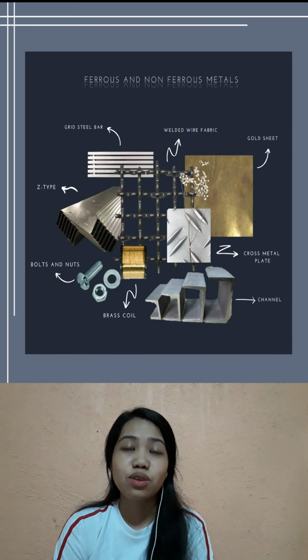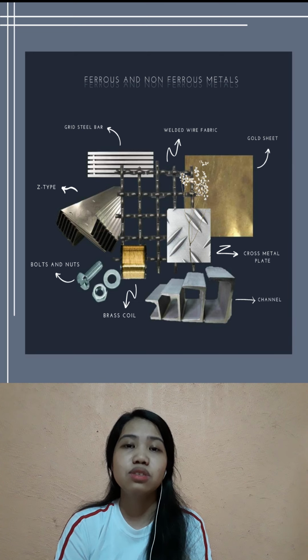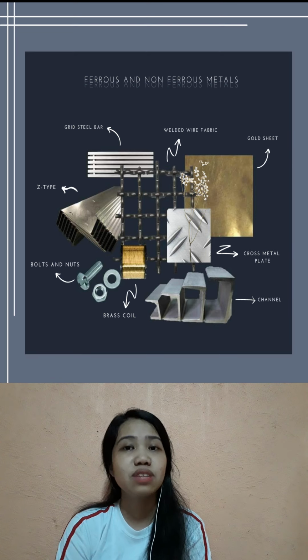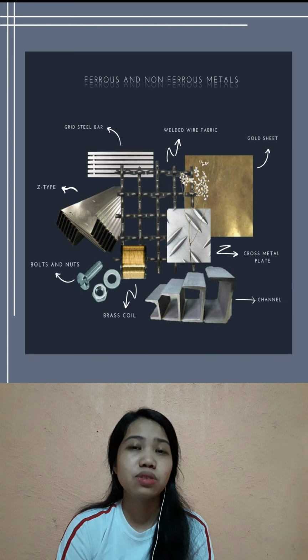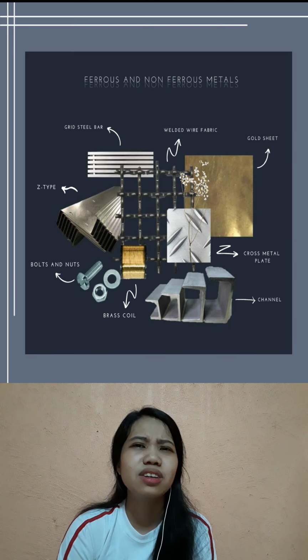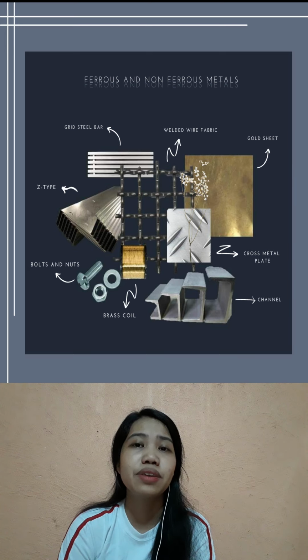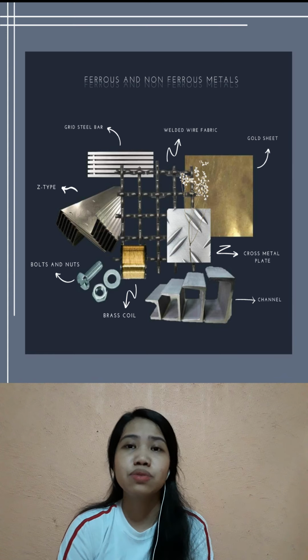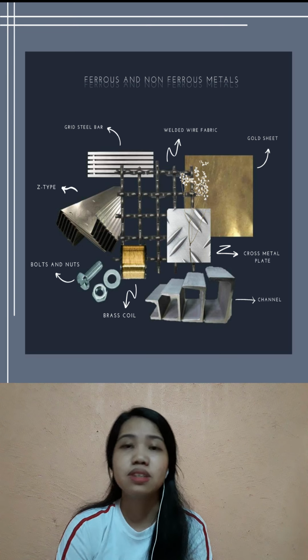Next is brass coil. It can be produced into rod, profile, tube, plate, sheet, foil, and even wire. I'm talking about brass, and in this material, we use coil. Brass is something that you cannot compare with other metals because, to put it simply, it is very versatile in nature and can be in any form. It can be used for aesthetics and construction purposes.